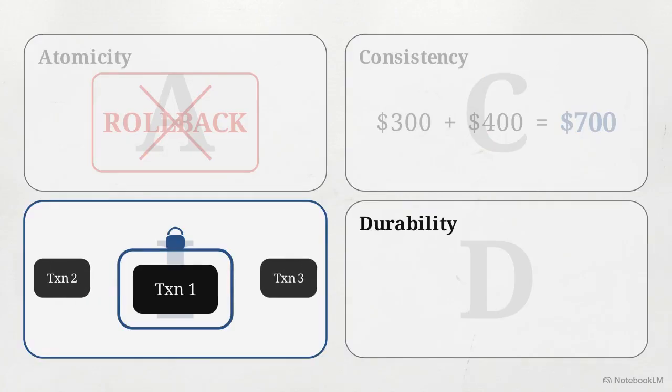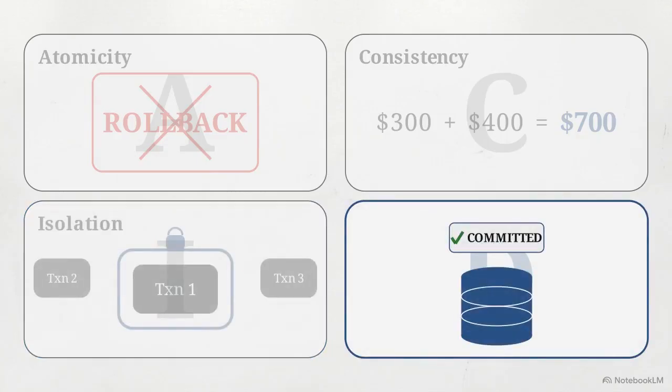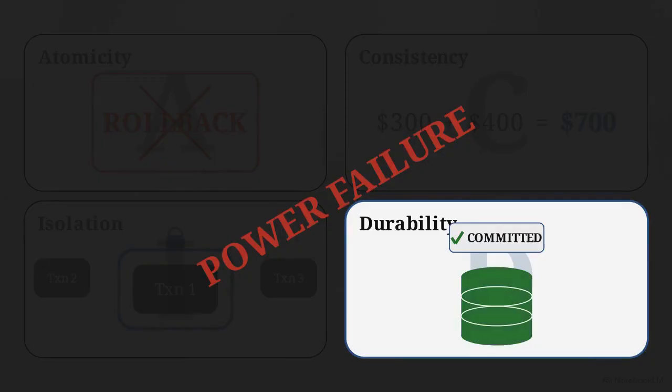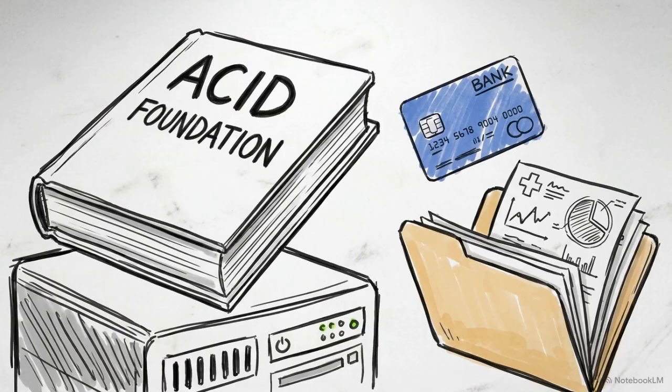Thanks to locks, transactions don't interfere with each other, acting as if they are alone. And D stands for durability. Once a transaction reaches the committed state, the data survives, even if the power gets pulled seconds later. The ACID properties are the foundational engineering contract that allows us to trust digital systems with our money, our records, and our most critical data.